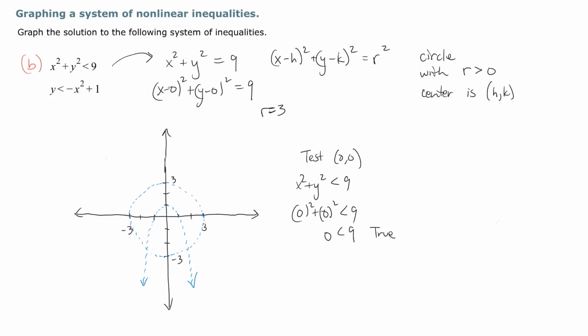So you need to shade inside the circle, like that. Let's test the other graph, or the other inequality. The other original inequality is this. Is 0 less than 0 plus 1? And that is true. So we're shading the 0, 0 side for that as well. So we have to shade inside the parabola like this.